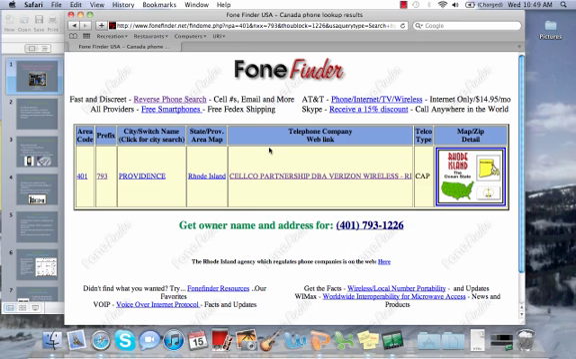As you can see, the information that is told about me from my phone is that it is from Providence, Rhode Island. It also tells me that the provider is Verizon Wireless. Both of those are correct.